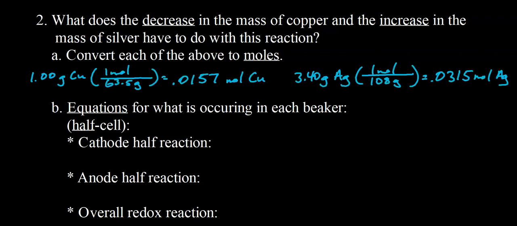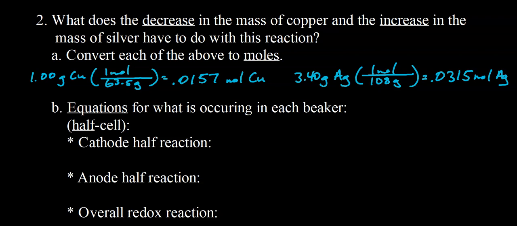All right, so here's what we get. We get a decrease in copper of 0.0157 moles, and we have an increase in the moles of silver, 0.0315. Notice anything about those values? Talk more about those in just a minute.